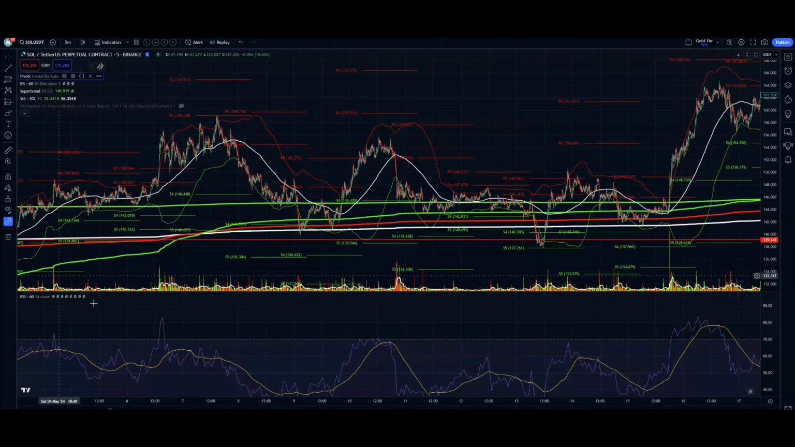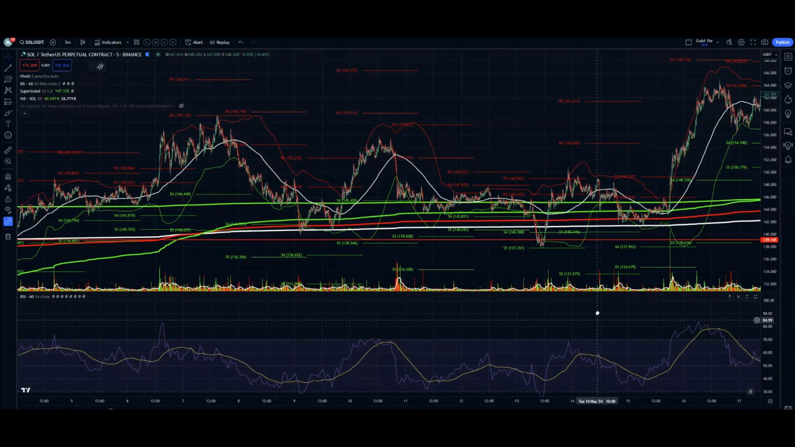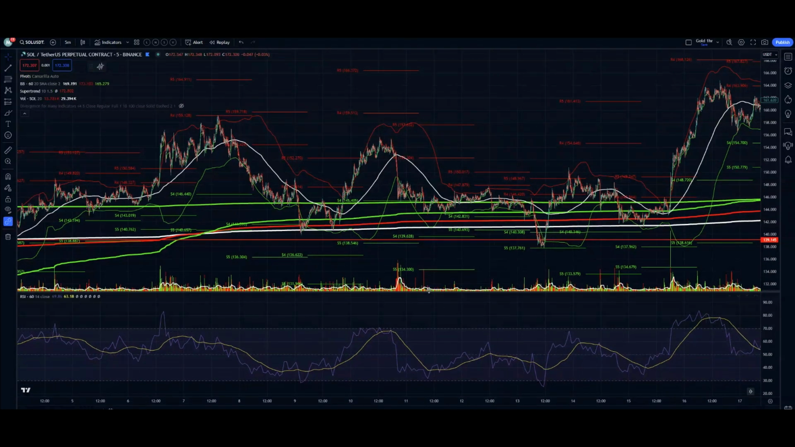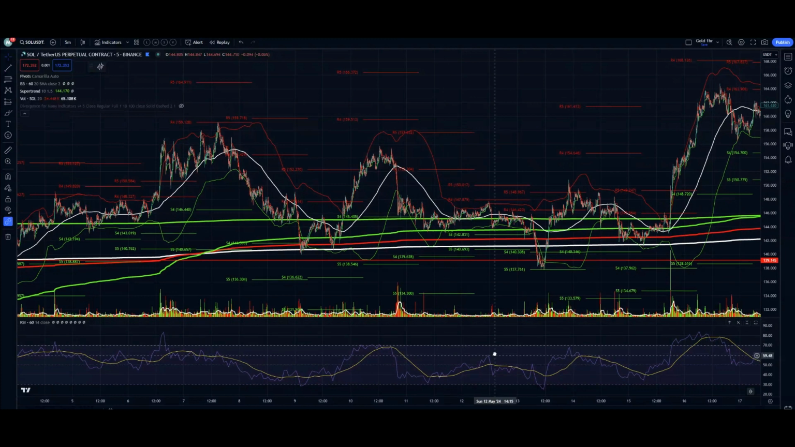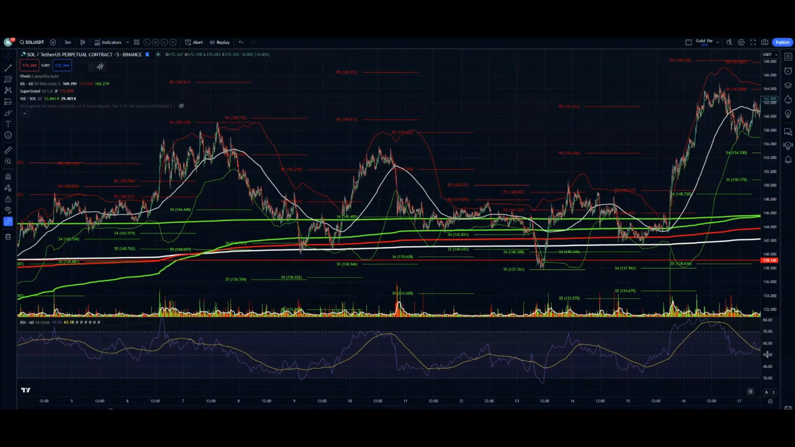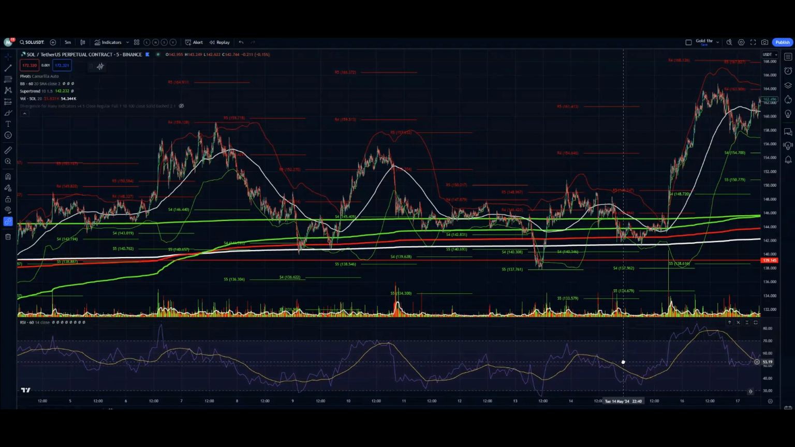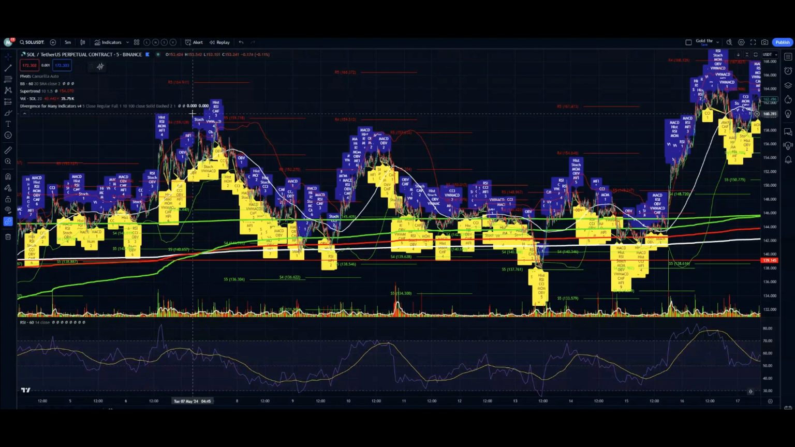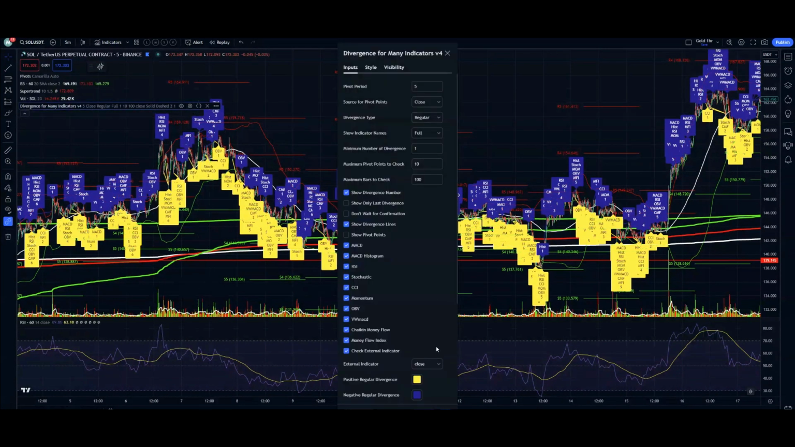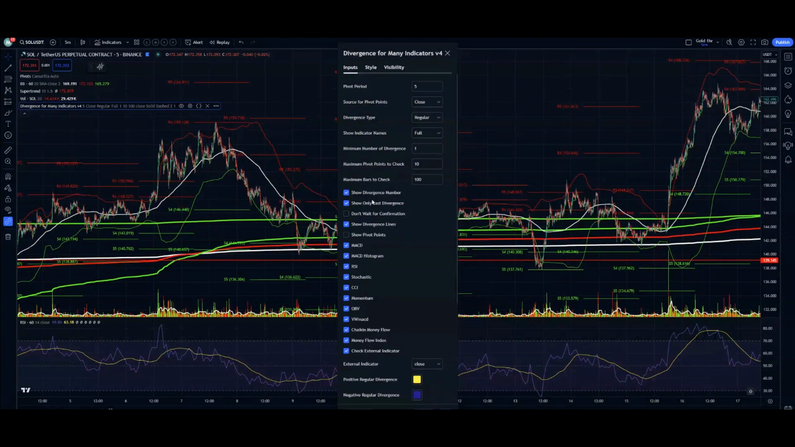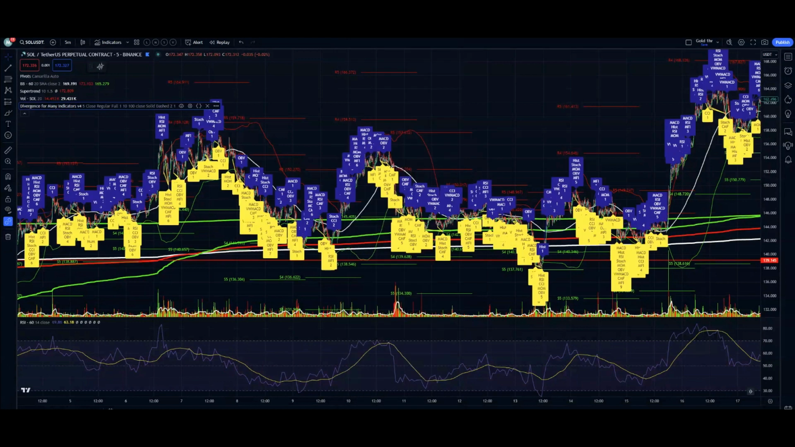So all these are confluence. The strategy's name is confluence. So RSI is creating a confluence. Bollinger Band is creating confluence. The pivots are creating a confluence. The volume is creating a confluence. The divergences obviously are creating a confluence. You will see a lot of divergences.